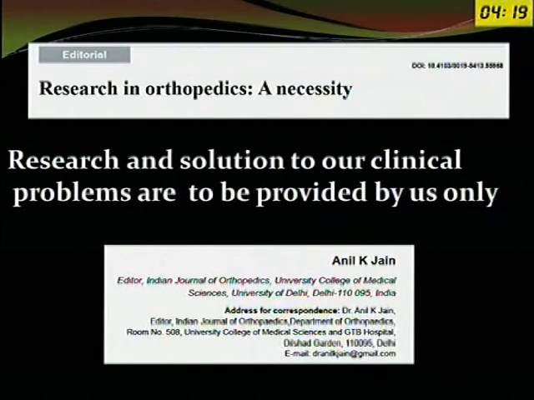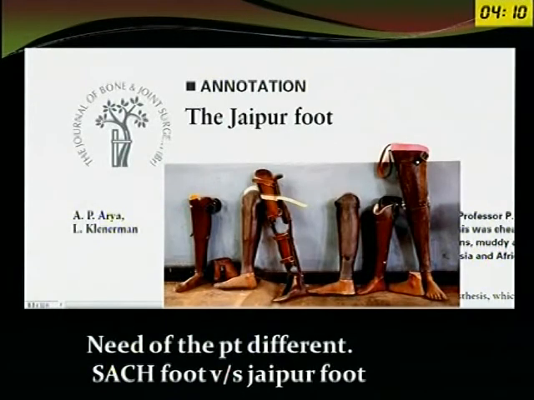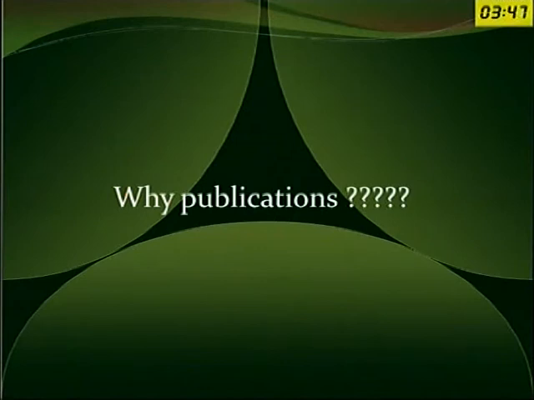So research and solutions to our clinical problems have to be provided by us, and that is why research for us is not a luxury, it is a necessity. And this research, which we have to do to find solutions to our problems, has to be need based, and this is the best example. The SACH foot was available 40, 60, 70 years ago, but was not being utilized or liked by people of the Indian subcontinent. But the moment the Jaipur foot came, all amputees started wearing it, and they are walking now on both limbs. So this is the impact of need based evolution or research.